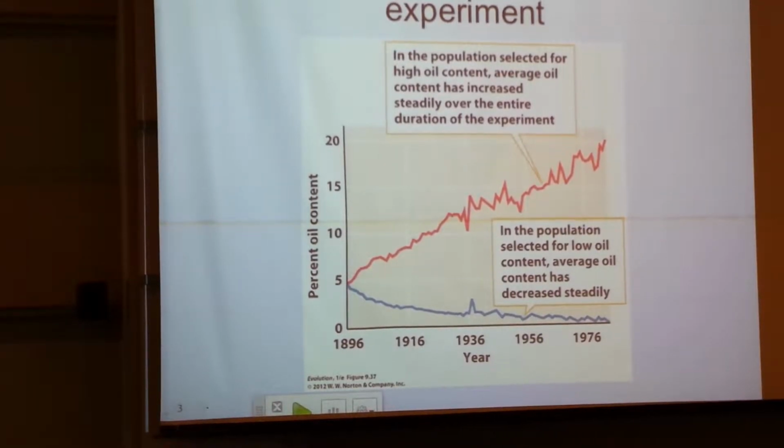they're replicating this in one generation per year. 100 generations later, we have gone from 5% in the whole population down to around 2% in this population, the low oil selection experiment, and around 20% in the high oil selection experiment.